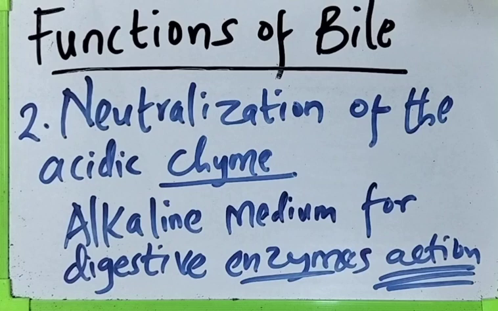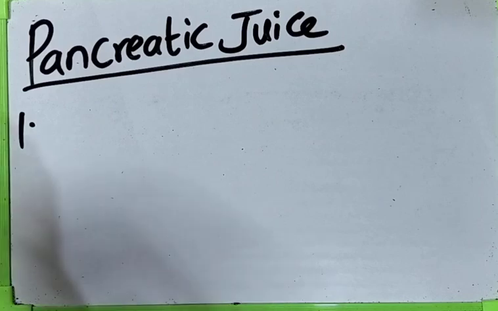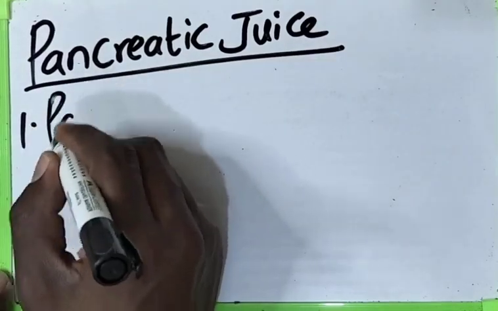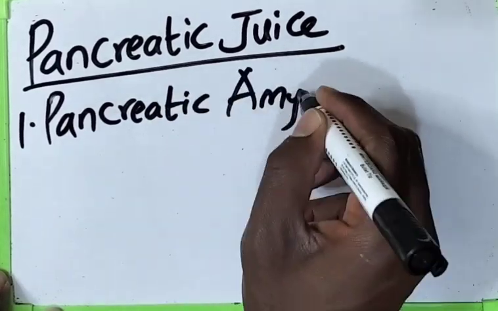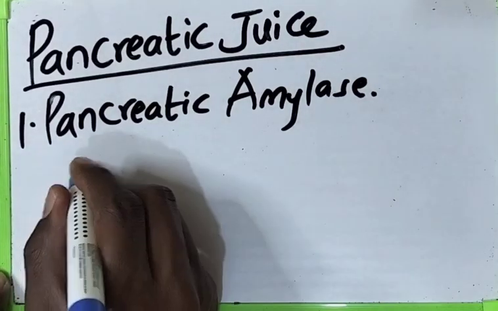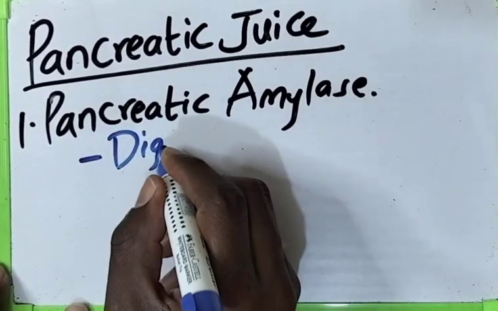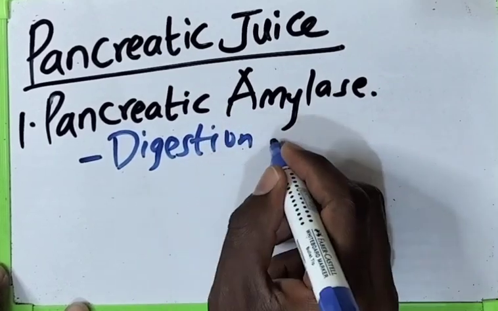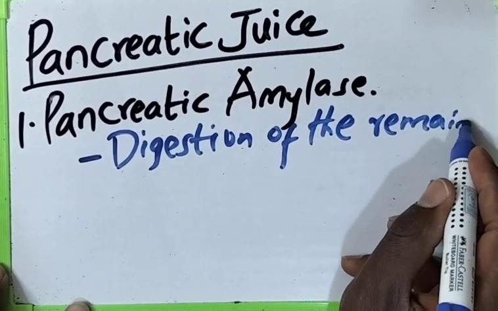We go to pancreatic juice. Important components of pancreatic juice. We begin with pancreatic amylase. And straight to the function of pancreatic amylase. This one is very useful or aids in the digestion of the remaining starch.